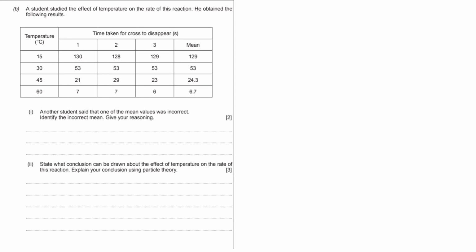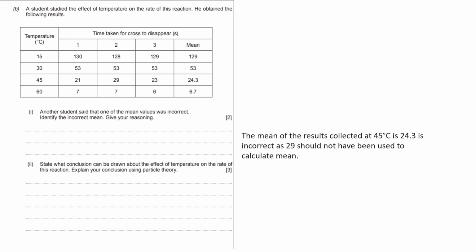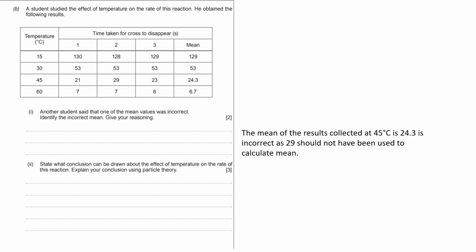A student studies the effect of temperature on the rate of reaction. He obtains the following results. Another student said one of the mean values was incorrect. Identify the incorrect mean value. Give your reasoning. If we look at 45 degrees C, we can see we have 21 seconds, 23 seconds, and 29 seconds. 29 seconds is obviously an anomaly, as it is outside the 2-second range that you should use to calculate the mean.